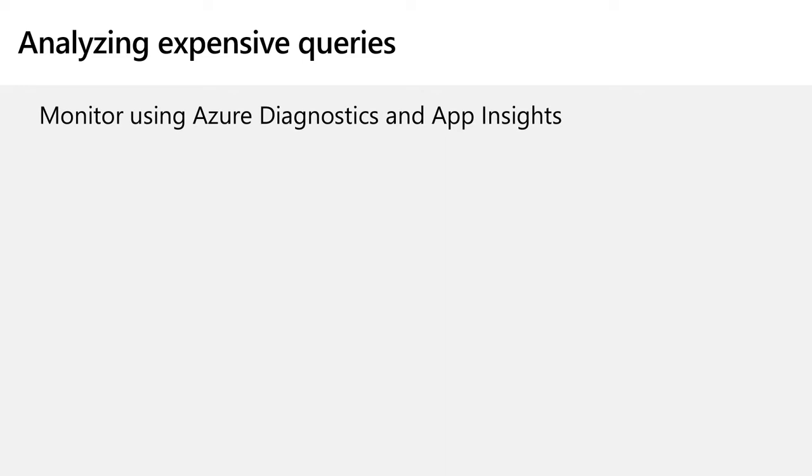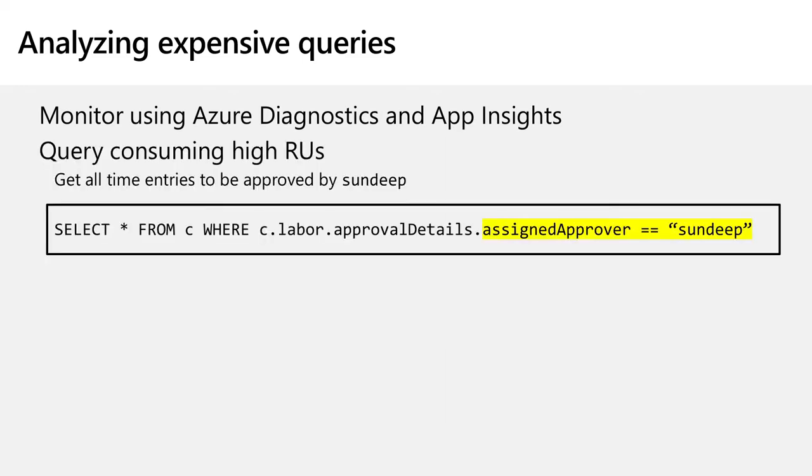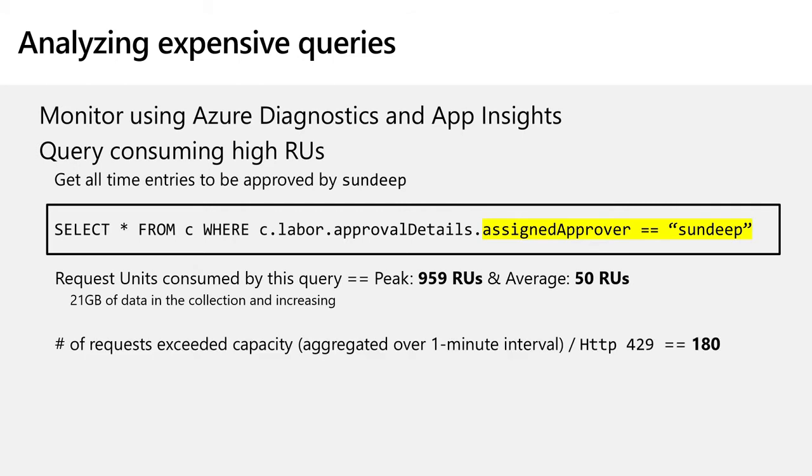So with that, let's analyze this query. The query that's consuming a high number of RUs is get all time entries to be approved by Sandeep. As I said in my use case, there are submitters who submit time and approvers who approve time. So when the approver Sandeep asks for all the time entries that person needs to approve, that's taking a lot of RUs. It's taking about 959 RUs at peak, and on average 50 RUs, which is pretty high.